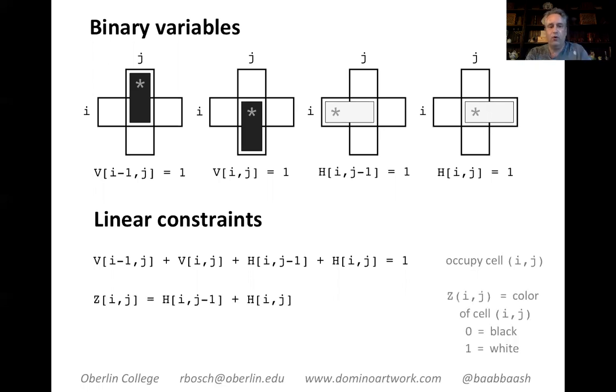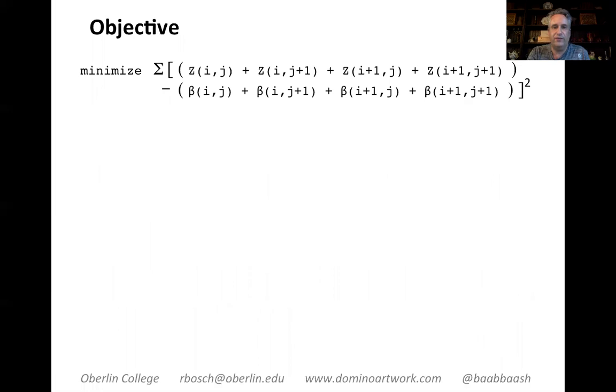Now we also need one more set of variables so that we can keep track of how bright cell ij is. Zij is going to be the color of cell ij, 0 if it's black, 1 if it's white, and it's relatively easy to show that Zij is the sum of h(i,j-1) and hij. I'm not going to go through the details. The objective function is that we're going to minimize the sum of all what I call 2x2 errors. The z's tell us how bright dominoes are, the betas tell us how bright the underlying image is.